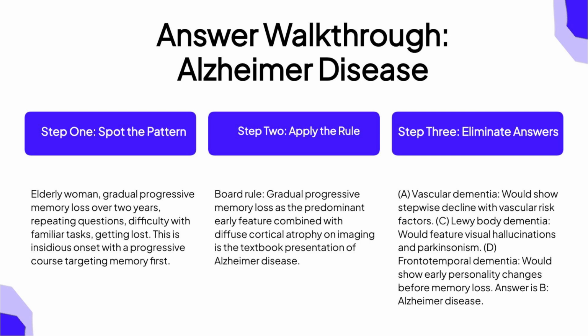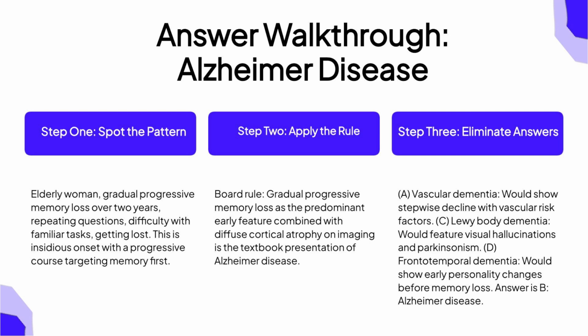The gradual progressive memory loss as the predominant early feature, combined with diffuse cortical atrophy on imaging, is the textbook presentation of Alzheimer's disease. There are no stepwise declines, no visual hallucinations, and no early personality changes to suggest other dementia subtypes. Step 3. Eliminate wrong answers.